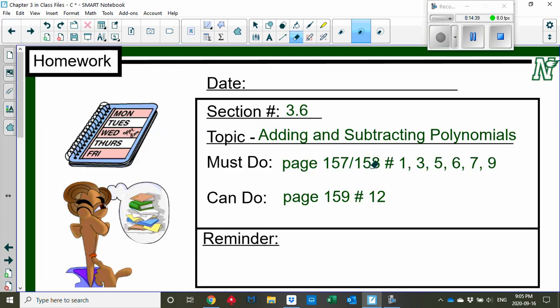So your homework now is to do these questions on page 157, 135, 6, 7, 9. And if you do get done and you want to challenge yourself, take a look at 12 also. But this is what you're going to do. And I will take up any difficulties next time I see you in class.